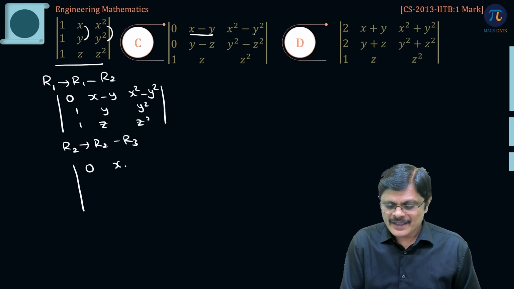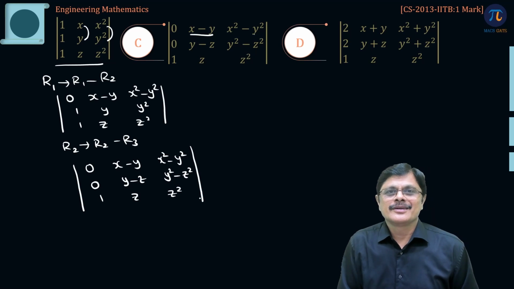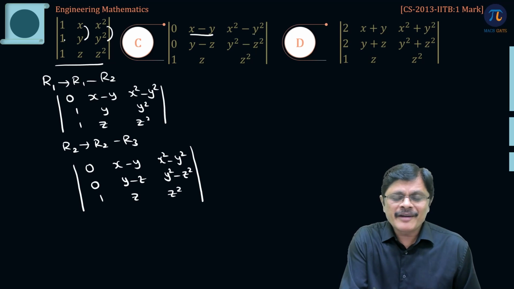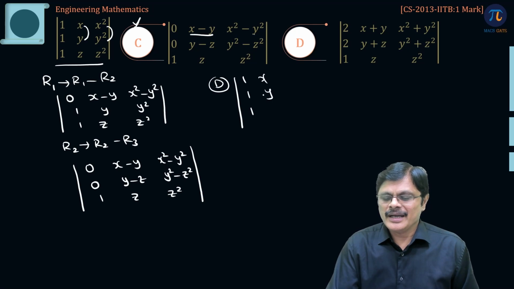So 0, x minus y, x square minus y square. Here 1 minus 1 is 0, y minus z, and y square minus z square. And this is 1, z, z square. That is the logic. So the given determinant equals the determinant given in option C. What about option D? For option D, I'll just give you the logic and try to verify yourself.